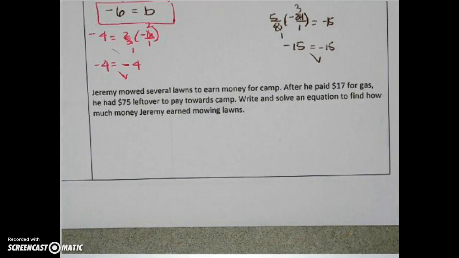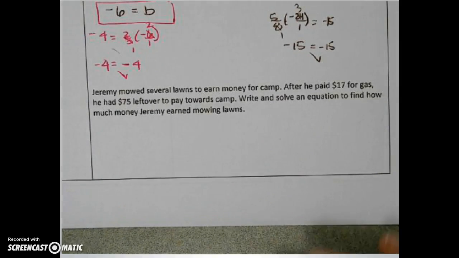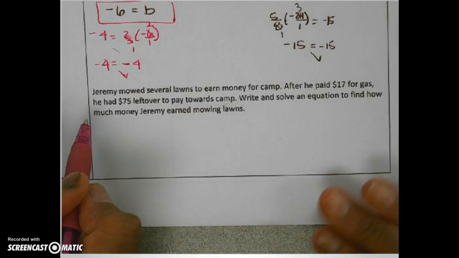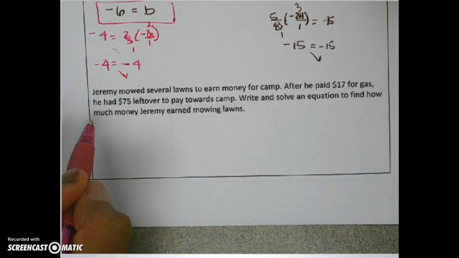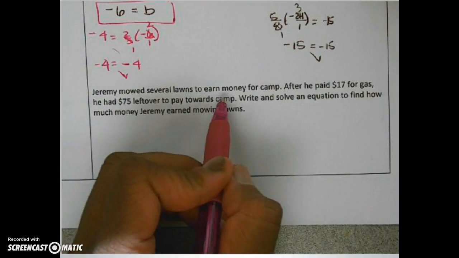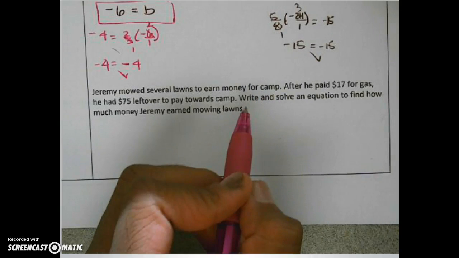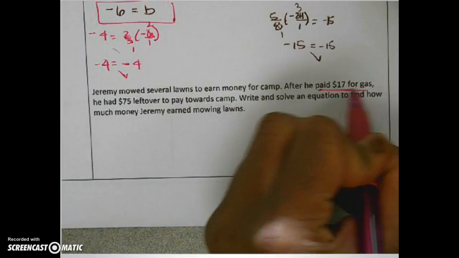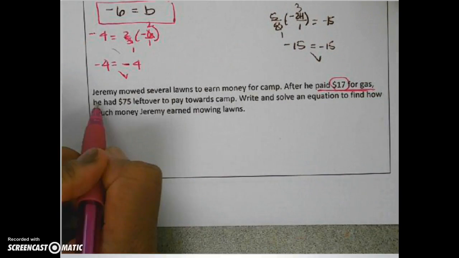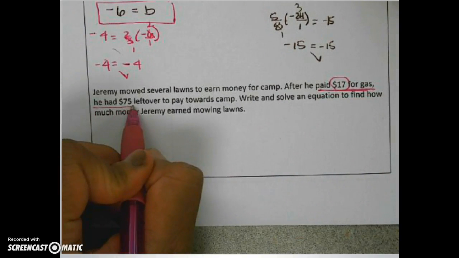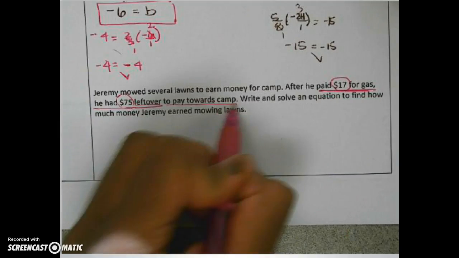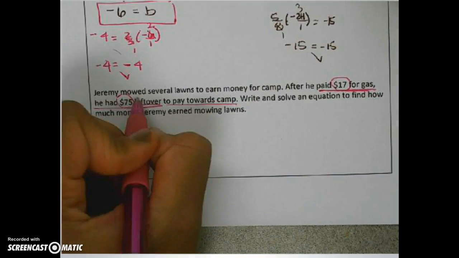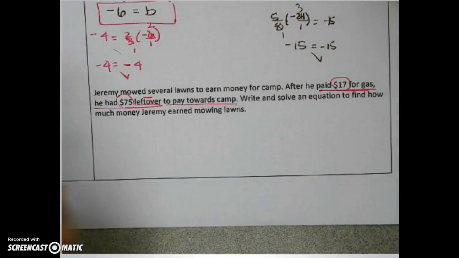So we are going to use what we've learned in chapter 1 to help us set up an equation for this one. So I like to read the problem, which I just did, and then I like to underline what's important. So a couple things that stand out to me. The several lawns doesn't help me out too much. I don't really care that he's making money for camp. I do care, however, that he paid $17 for gas. It's kind of a big deal. And I care that he had $75 left over. Left over, kind of a big deal to pay towards camp. When I see leftover, it makes me and probably you think of subtraction because you subtracted something and now this is what you have left over.